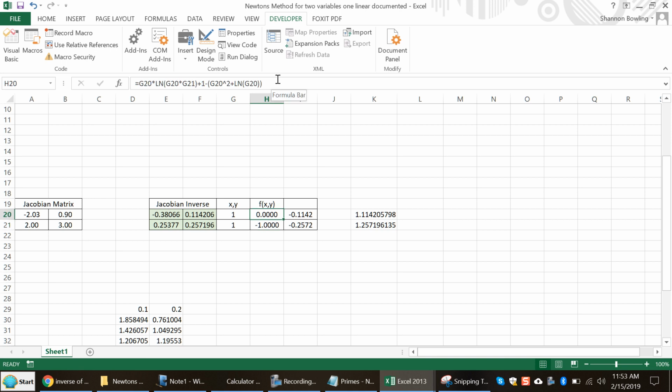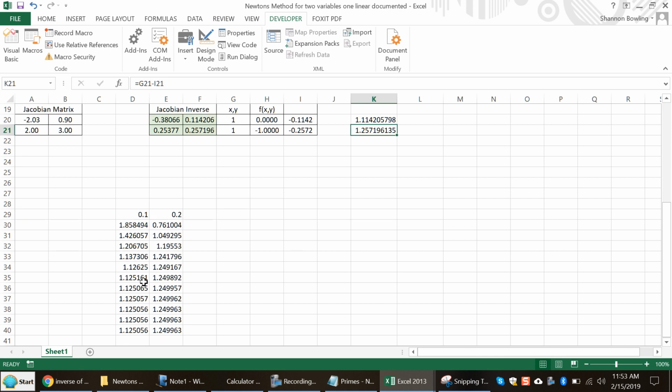This is evaluating that big log function. And this is just multiplying the Jacobian inverse times the value that it's being evaluated at. And that's this number right here. And then this is where I subtract G20 minus I20, which is my initial guess. And then these become, on the next iteration, my new guess.